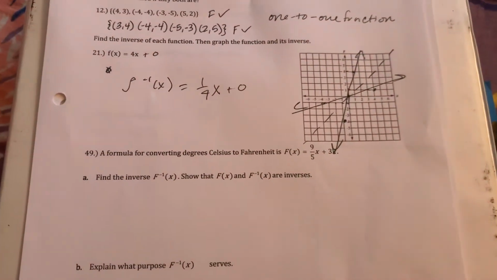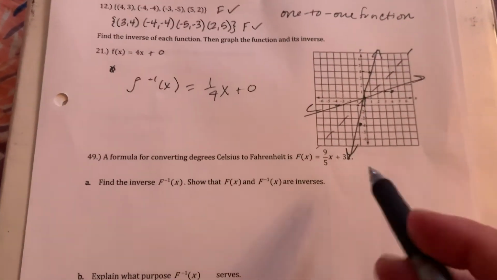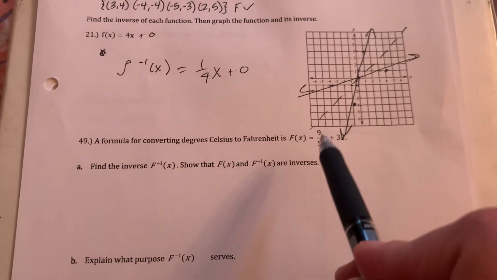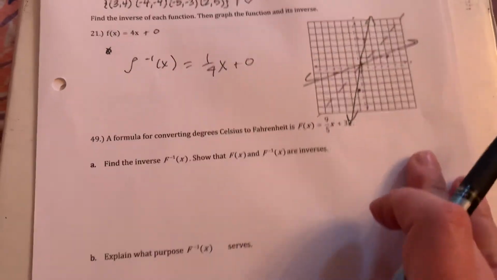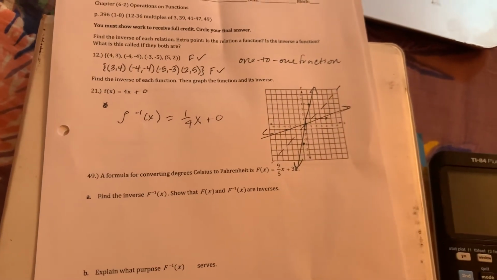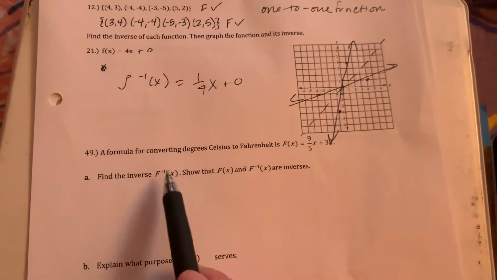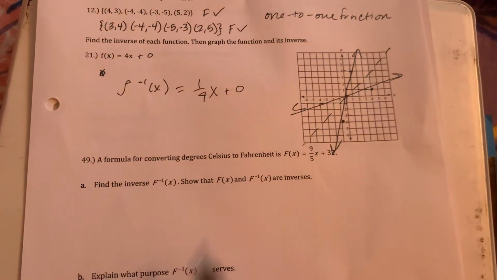All right, here is a formula for converting Celsius to Fahrenheit. So if it's 30 degrees out Celsius, you put 30 in for x and boom, Fahrenheit comes out. When we say the temperature now, it's always in Fahrenheit. Everyone else, like other countries, uses Celsius. So they want you to find the inverse and then show that they're inverses.